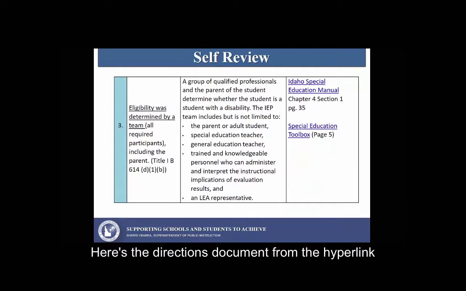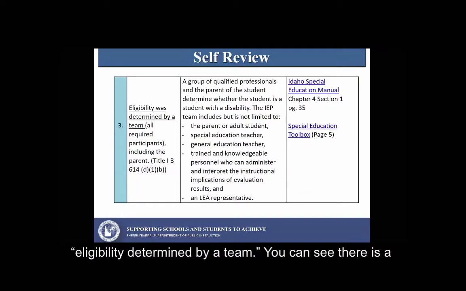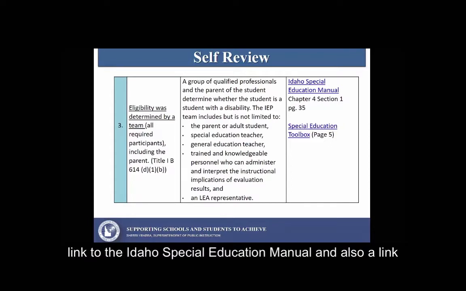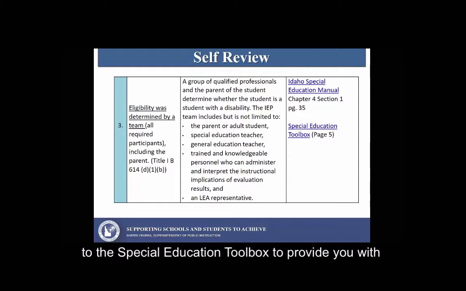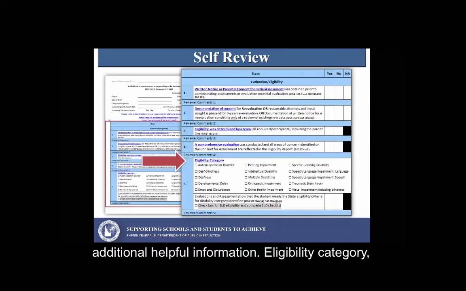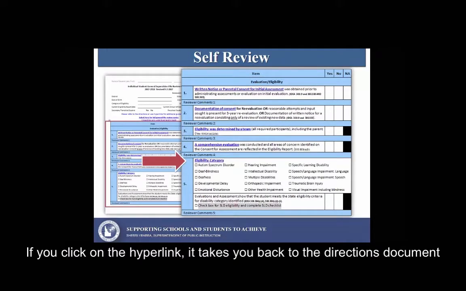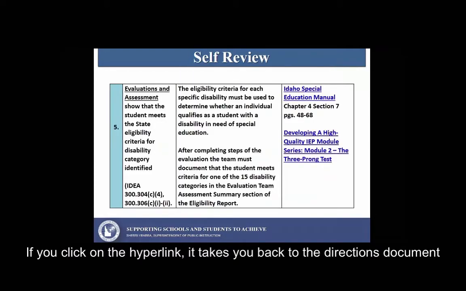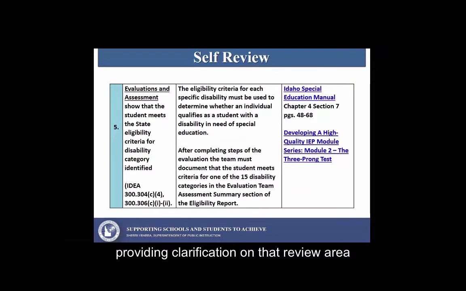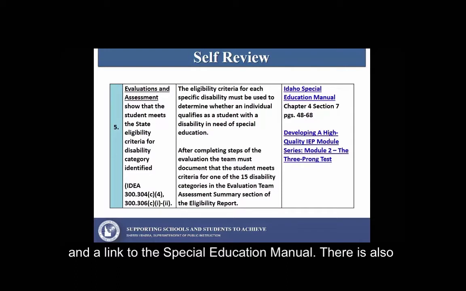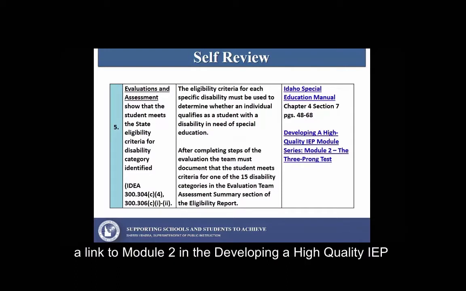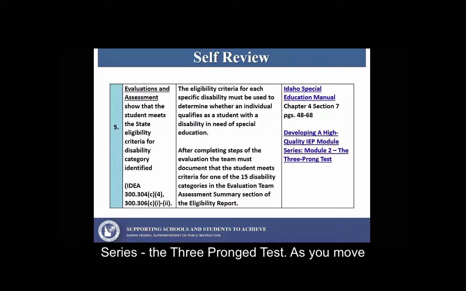Here's the directions document from the hyperlink, Eligibility Determined by a Team. You can see there is a link to the Idaho Special Education Manual and also a link to the Special Education Toolbox to provide you with additional helpful information. Eligibility category. You can see the 15 categories listed here. If you click on the hyperlink, it takes you back to the directions document, providing clarification on that review area and a link to the Special Education Manual. There is also a link to Module 2 in the Developing a High-Quality IEP series, the 3-prong test.